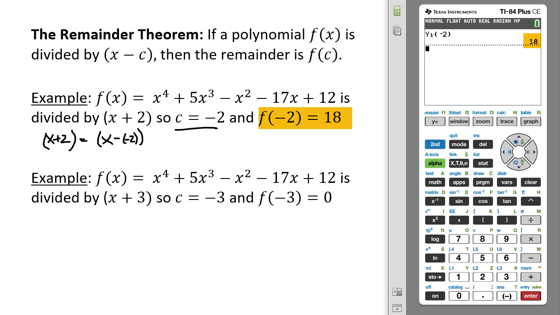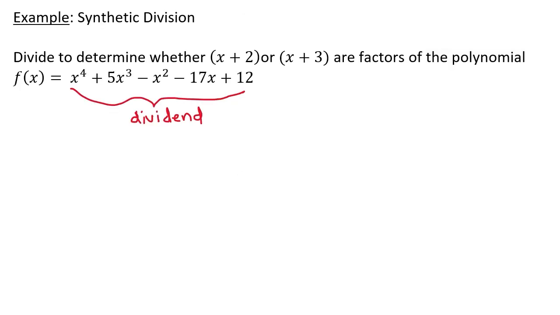In the second example we did, we had the factor x plus 3. So that means, of course, that c is equal to negative 3, as we see here. We're going to evaluate f at negative 3, and that will give us 0. This is an illustration of the remainder theorem. Long division is just that. It is long. So I'm going to use this example to teach you a shortcut called synthetic division.